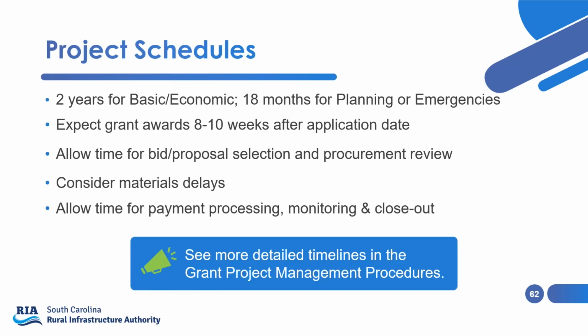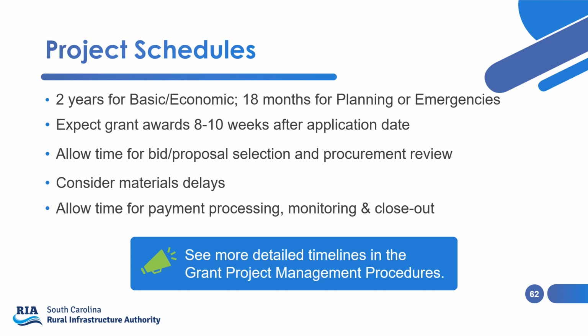These are some things you should keep in mind when building your project schedule. First, the project needs to be able to be completed within the grant period. If that isn't a reasonable expectation, then you should consider whether you have another, smaller project that you might submit. To determine a starting date, estimate that grant award will take place 8 to 10 weeks after the application date.